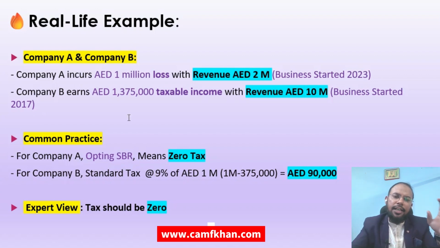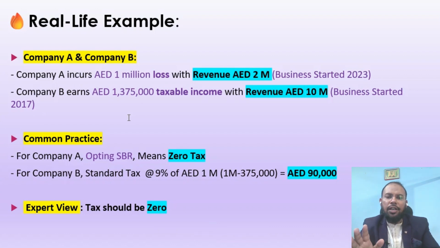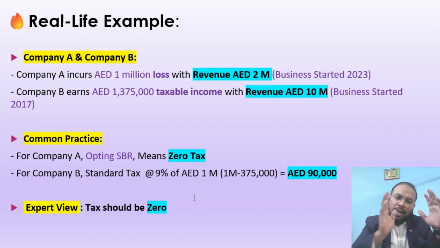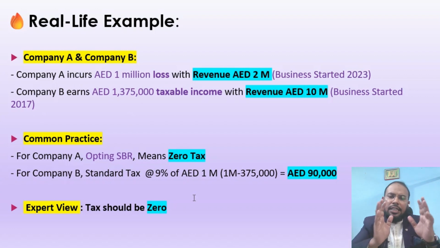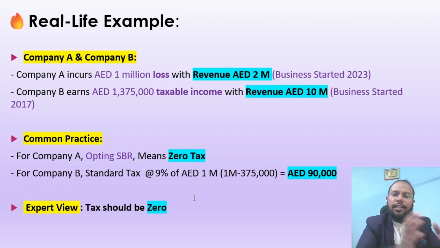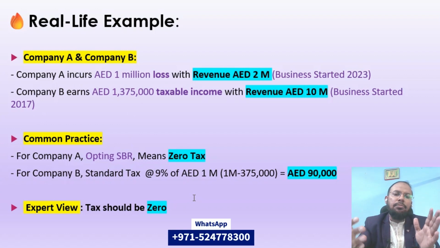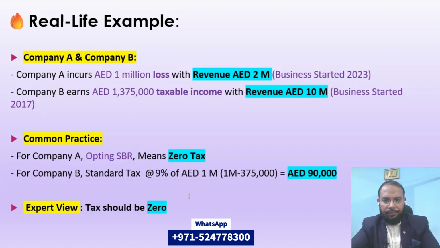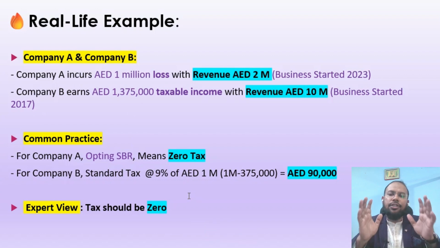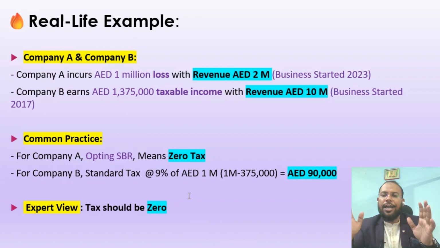As I calculated here, taxable income is AED 1,375,000. That is your taxable income. We need to calculate tax on that amount. So the first 375,000 AED has zero tax, and beyond that, 1 million AED, there is a tax at the rate of 9%. Means your tax will be AED 90,000. This is common practice. In common practice, you have to pay 80-90,000 for corporate tax.